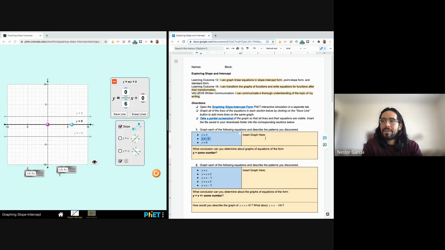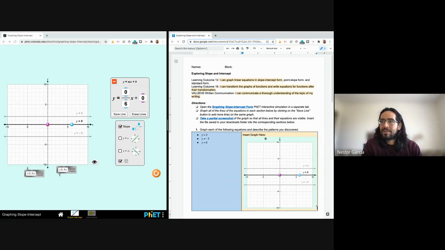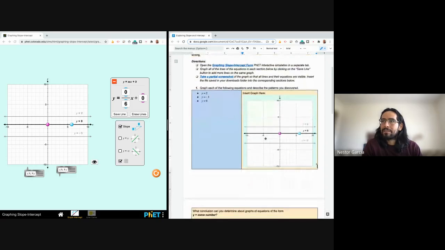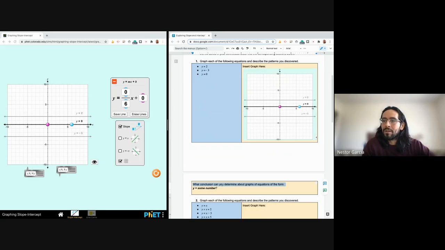Now that I've copied my graph from my screenshot that I saved in my files, in my downloads, I can insert it by pasting it here. Now I have it as a part of my document. I'm ready to go ahead and reflect on what patterns I notice. What conclusion can you determine about graphs of equations of the form y equals some number?